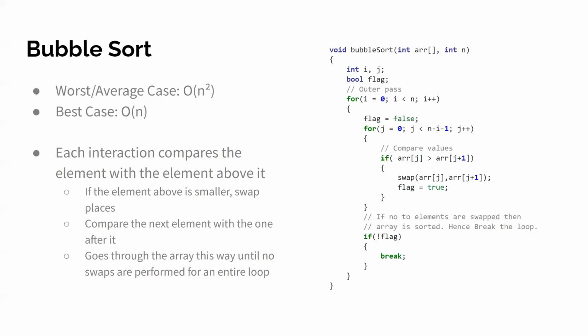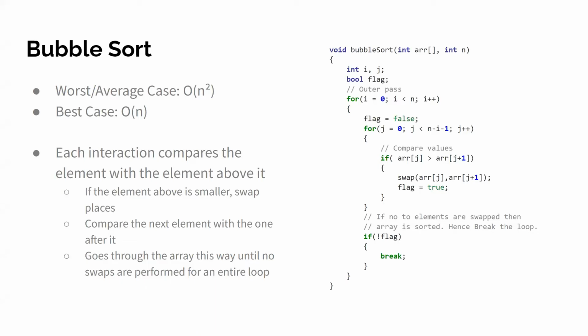Howdy guys, today we'll be talking about sorting algorithms. The three main ones we will be discussing are bubble sort, insertion sort, and selection sort. And we will also end this discussion by talking about the lower bound theorem. So let's start with bubble sort.